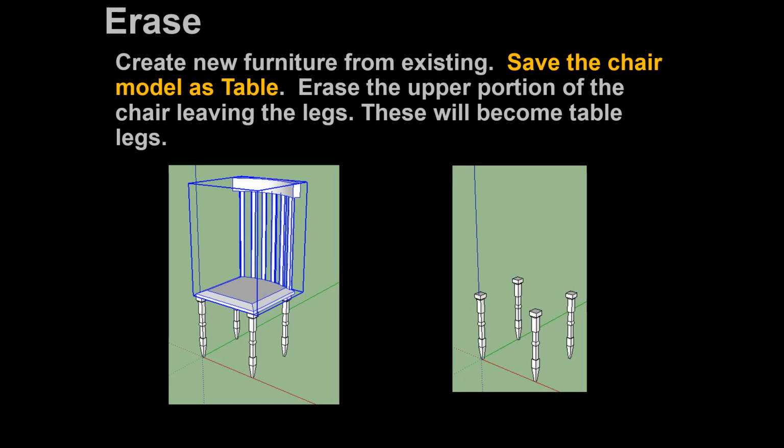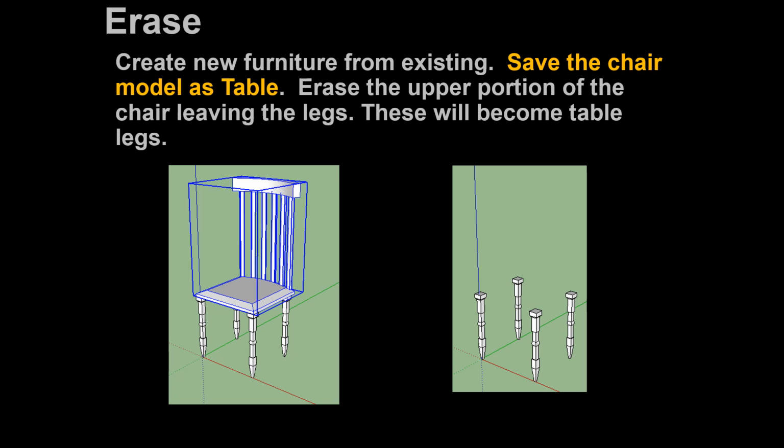So the first thing you would do is you would save your chair model as table. And I can't stress this enough. Sometimes students have actually erased their chair model altogether and created a table with no chair. So make sure you save your chair model as chair, and then do save as, file, save as, table.